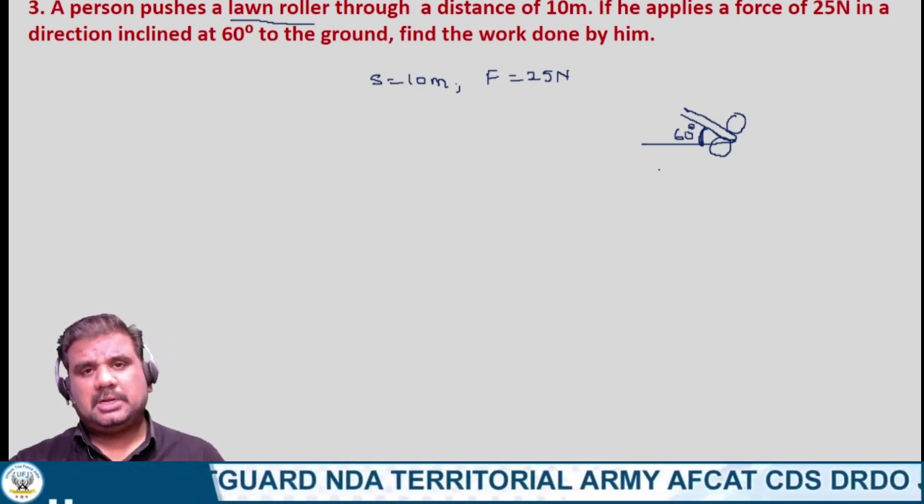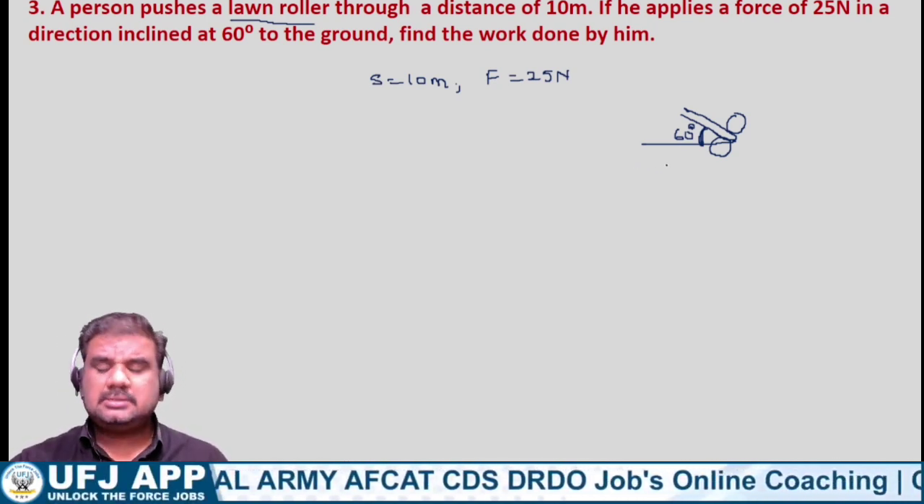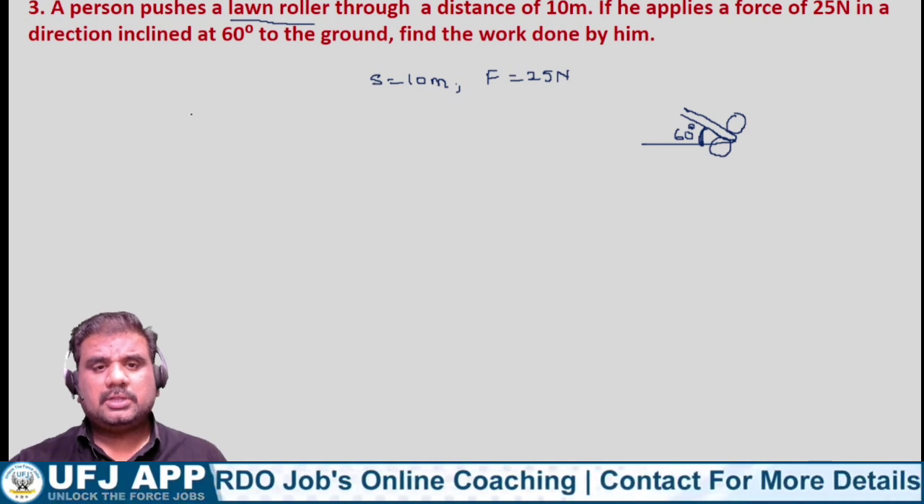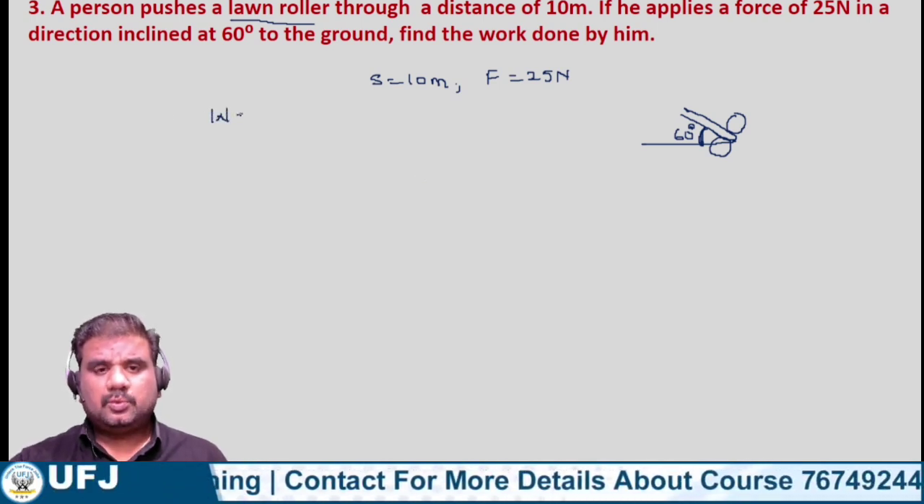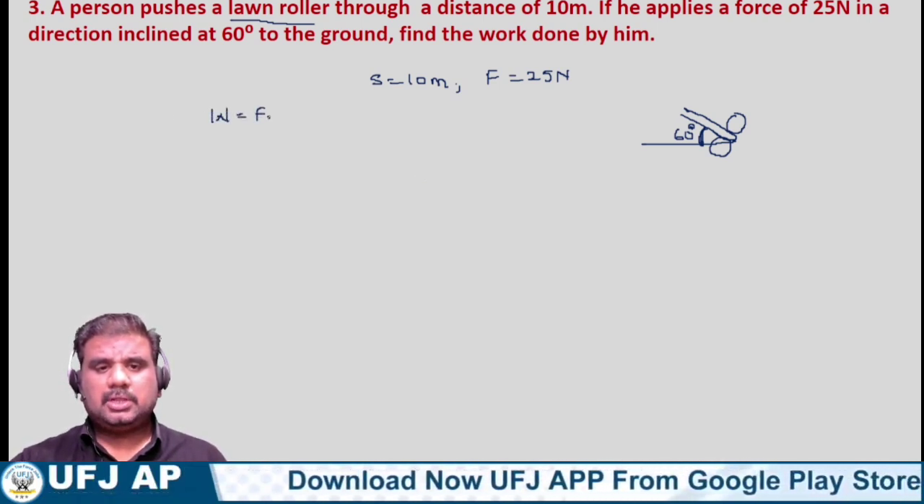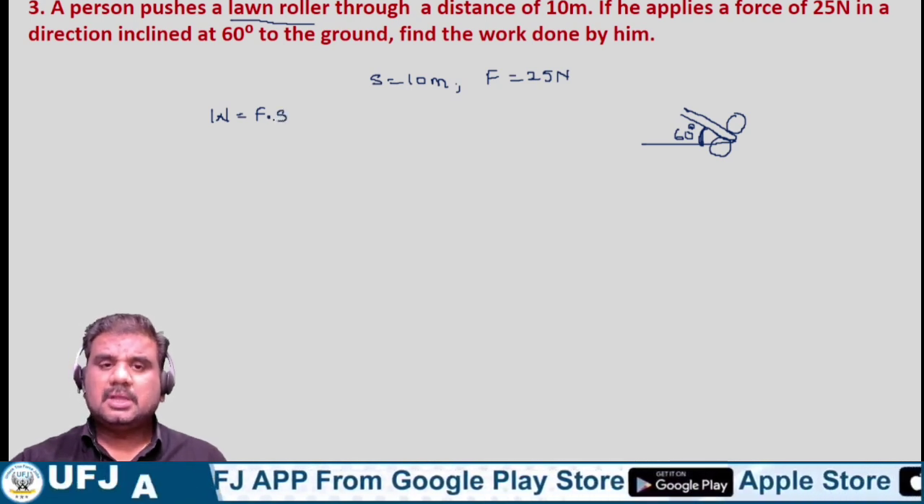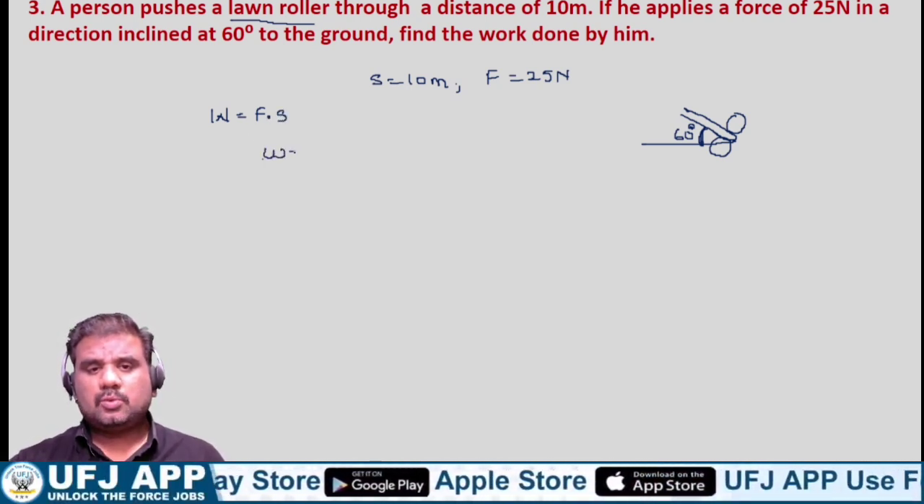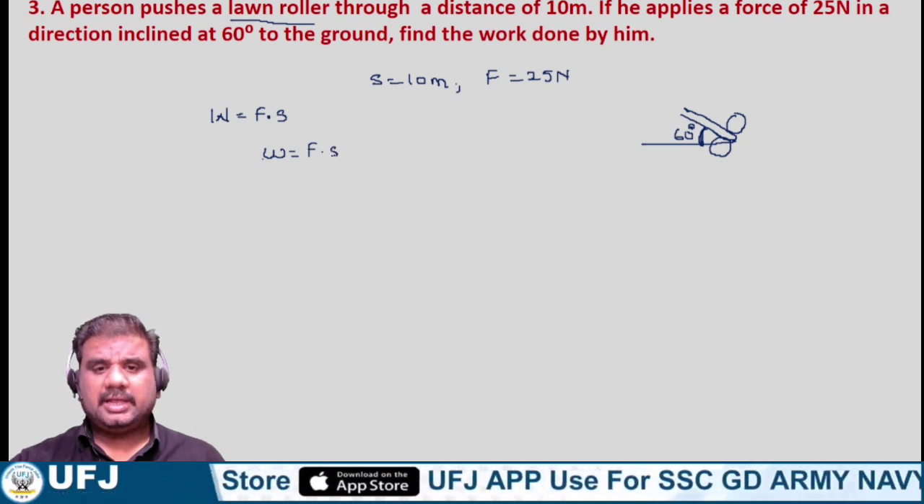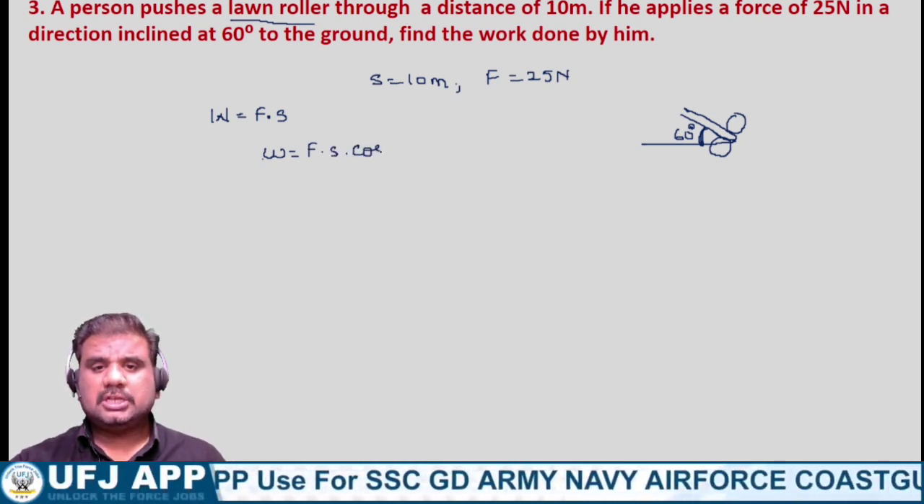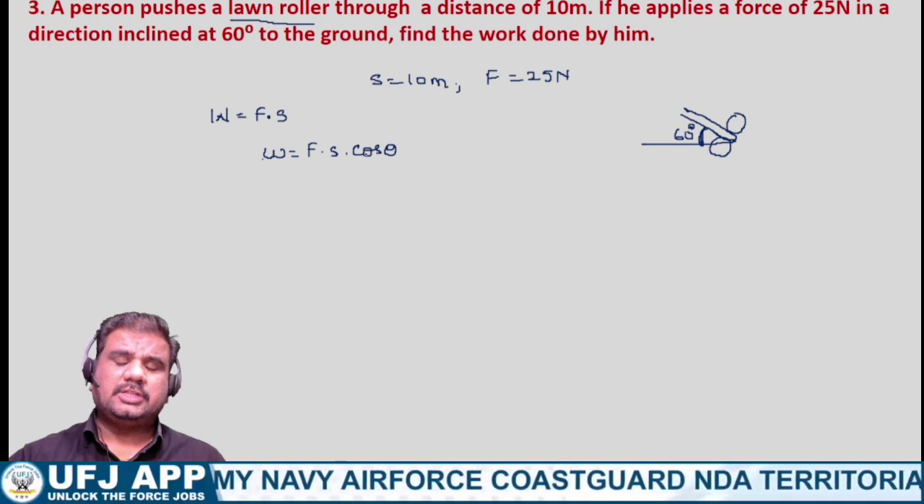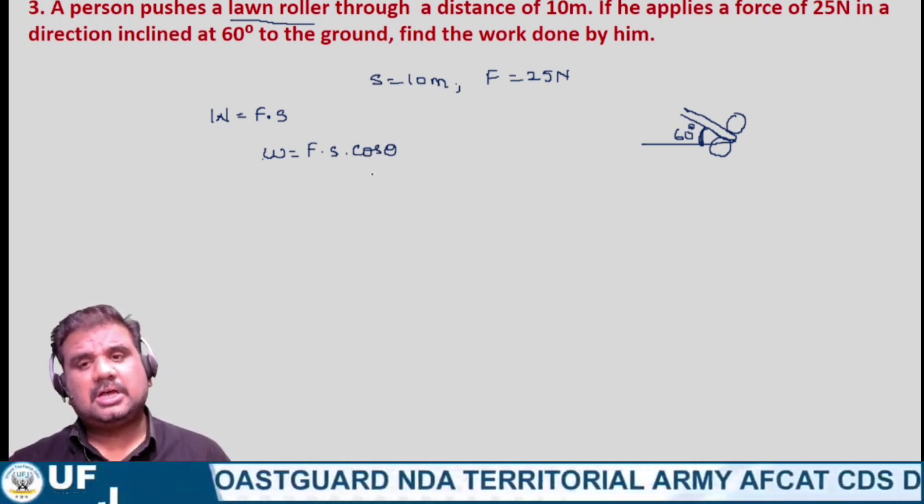So here, whenever you're talking about work done, work done formula ఏంటి అని అన్నప్పుడు W equal to F dot S అని అంటాం, లేదా work equal to F into S into cos theta, work equal to force into displacement into cos theta అని అంటాం.